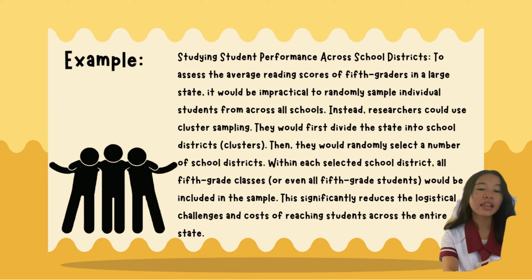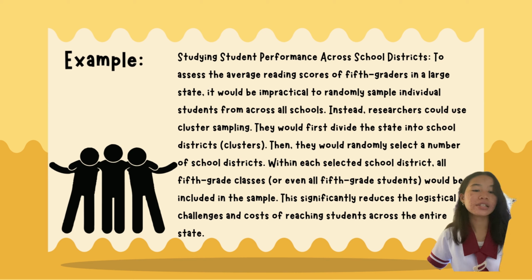To assess the average reading scores of 5th graders in a large state, it would be impractical to randomly sample individual students from across all schools. Instead, researchers could use cluster sampling. They would first divide the state into school districts or clusters. Then, they would randomly select a number of school districts. Within each selected school district, all 5th graders, classes, or even all 5th grade students would be included in the sample. This significantly reduces the logistical challenges and costs of reaching students across the entire state.